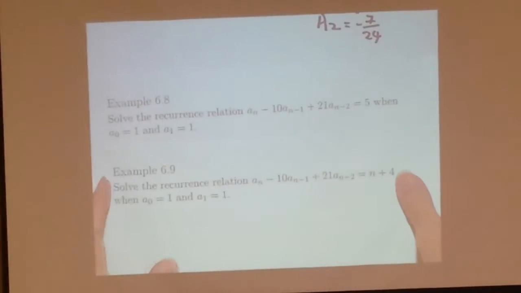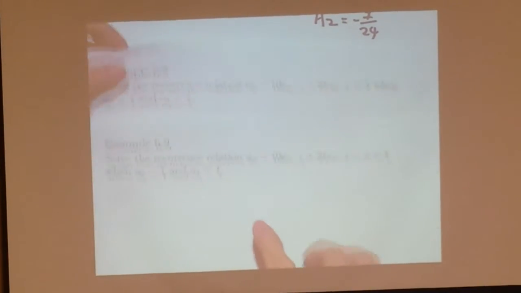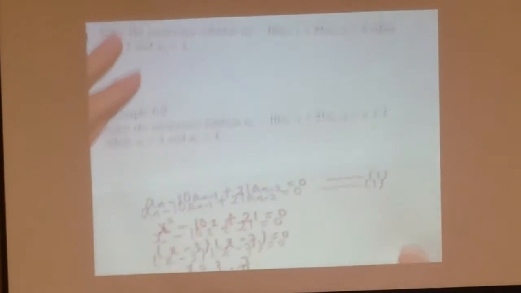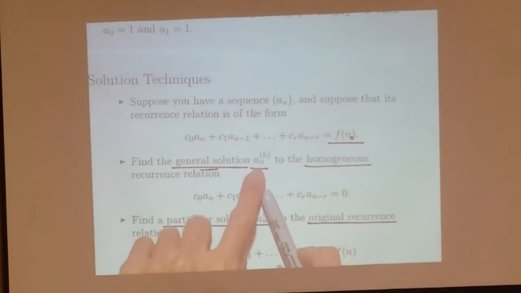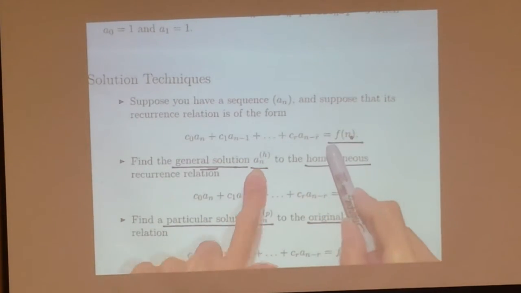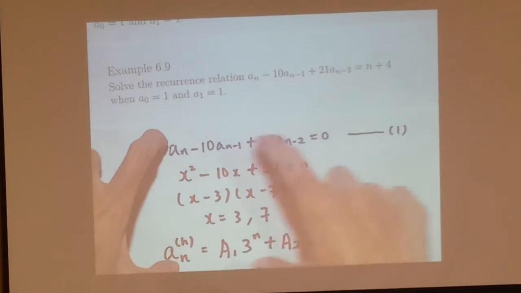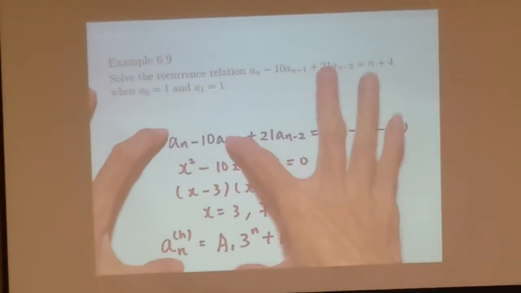That's what I was saying, that the difference between 6.8 and 6.9 is quite small. So it means to solve 6.9, the first step you should do this. Easy. Remember, the first step, you must find a_n^h. You replace the right-hand side by 0. So if you write example 6.9, in the first step you should do the same thing. It means for 6.9, 6.10, 6.11, 6.12, the first step you do this.